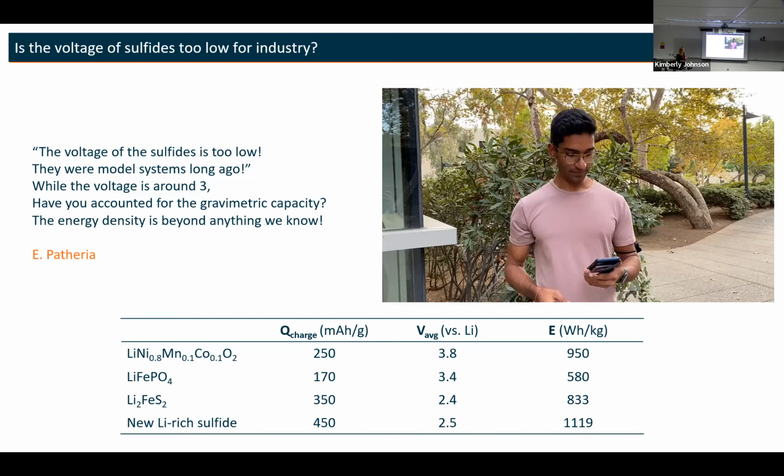And Ishan has been able to make a new lithium rich sulfide material that hopefully we'll publish soon, that has an extremely high energy density. So we can get this even higher, and we've done that by increasing this number here, the gravimetric capacity. So we're really excited about that.